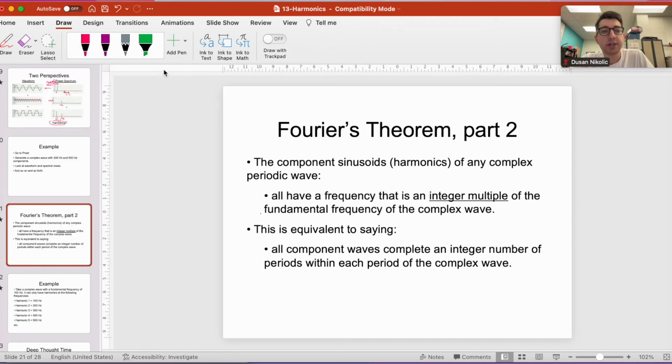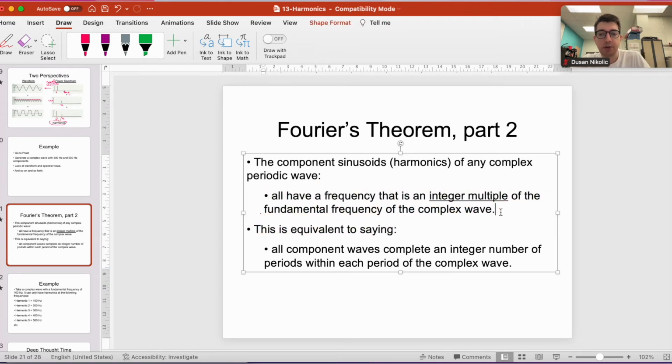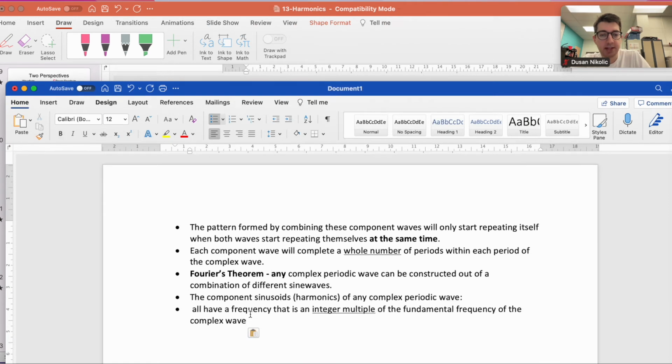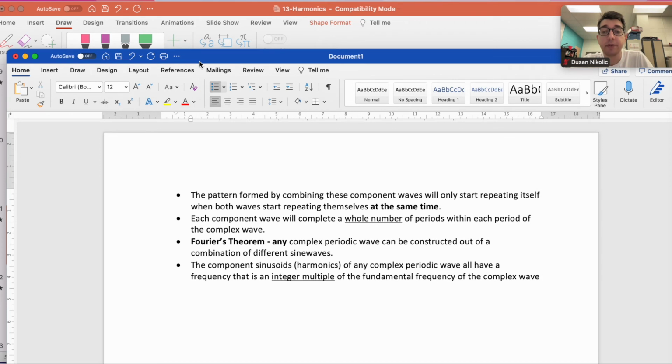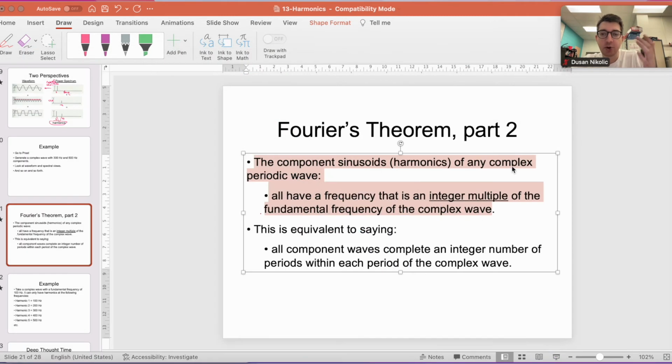We want to specify this as an integer multiple of the fundamental frequency, and I'll show you an example of that. But first, it would be useful to copy this on our imaginary board and say that component sinusoids, harmonics of any periodic wave, all have a frequency that is an integer multiple of the fundamental frequency of the complex wave. So think about those sentences, go back and forth a little bit and think about what they're saying, right?